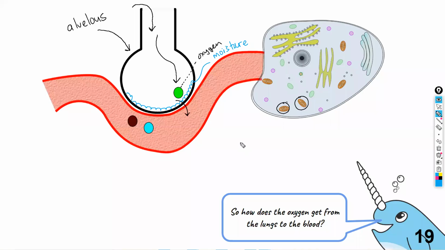Now, if the examiner asks you, how does it move across? Now, we know it gets dissolved. I think we understand that. But what's the name of the process after it gets dissolved and moves across?